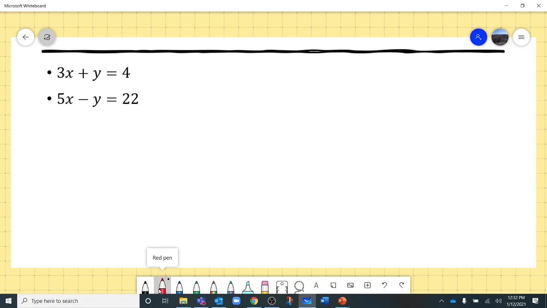Okay, so this one is kind of what I was wanting to do on the last one. I'm going to solve both of these equations for y. Okay, so I'm going to solve my first one for y. I'm going to subtract 3x from both sides, and that will give me y equals negative 3x plus 4.